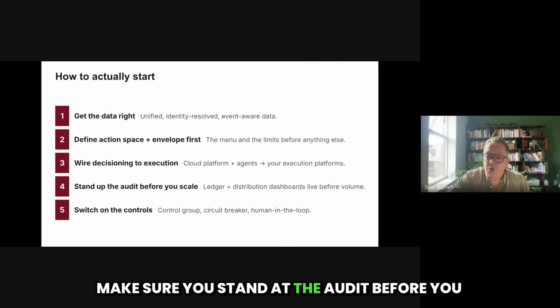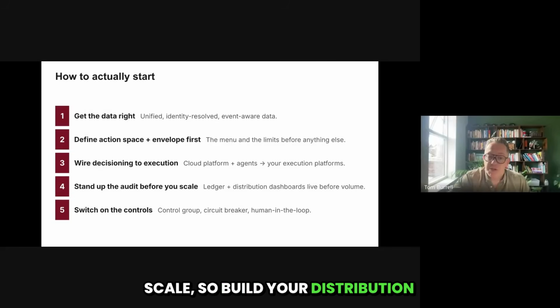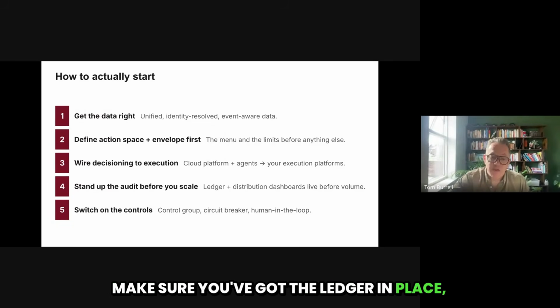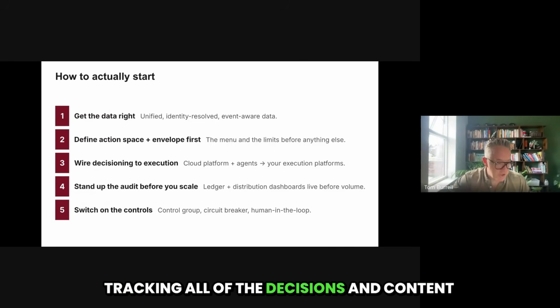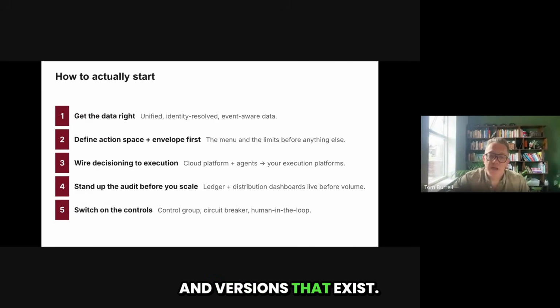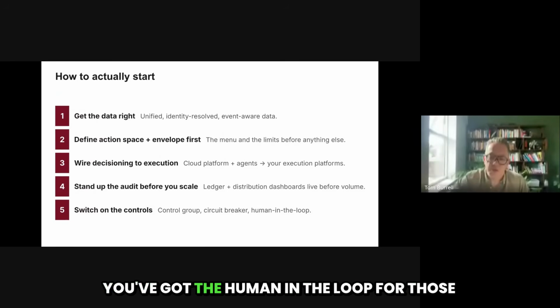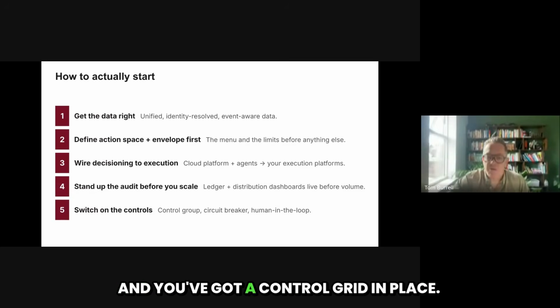Make sure you stand up the audit before you scale. So build your distribution dashboards before you put any volume into it. Make sure you've got the ledger in place, tracking all of the different decisions and content and versions that exist, and then switch on the controls. Make sure you've got the circuit breaker there, the human in the loop for those edge cases where a human really is needed, and the control group in place.